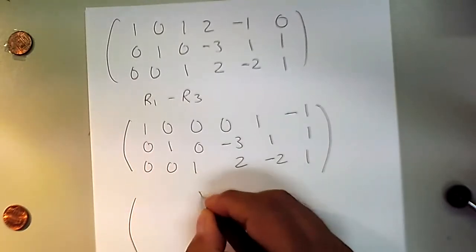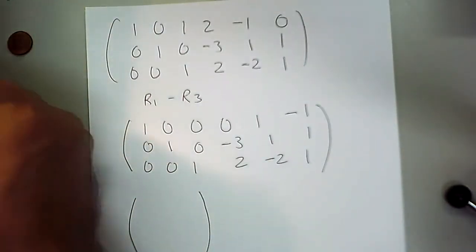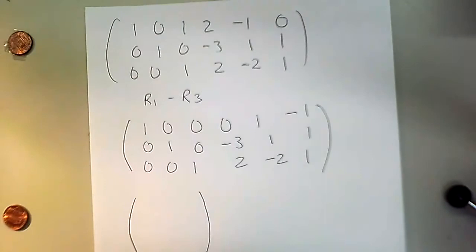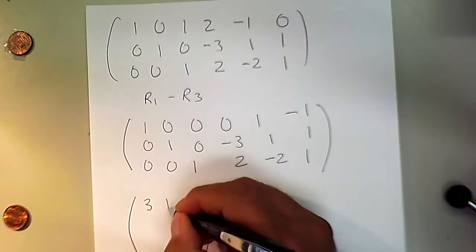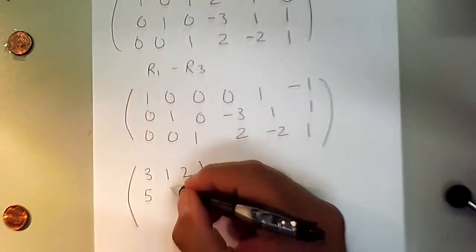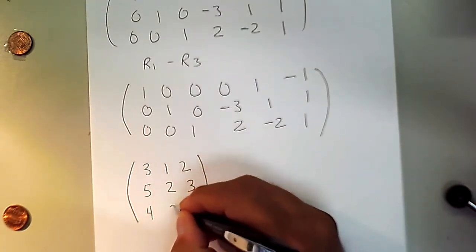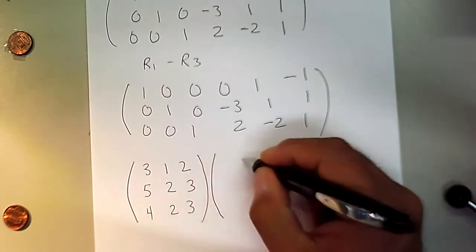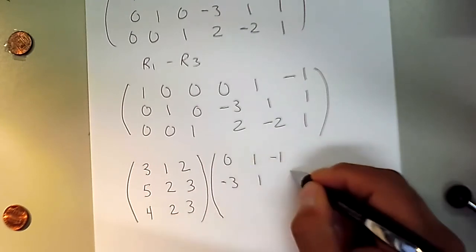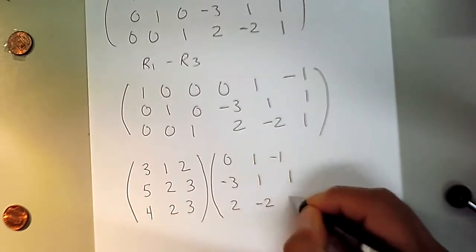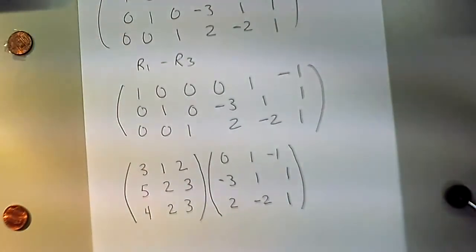So we have to multiply the original matrix for which we were trying to find the inverse, 3, 1, 2, because if I'm wrong, I have to go back and see where the mistake is. So I'm very, very nervous. Okay.